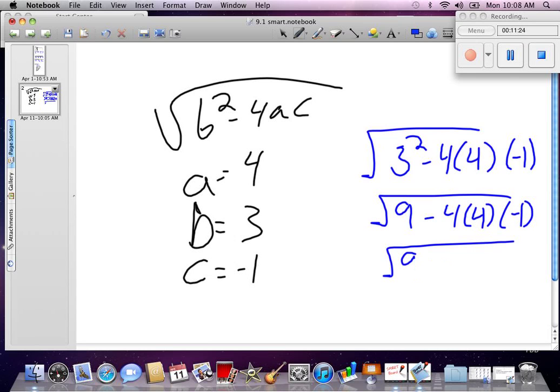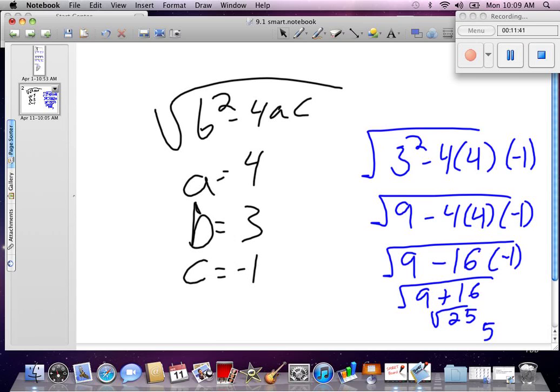So I get 9 minus 4 times 4 is 16. And then it's times negative 1. So we get positive 16. And 9 plus 16 is 25. And the square root of 25 is 5. Okay? Yes? Oh, I did it a bit differently. You still got the square root of 25 is 5? Then you're good. All right.